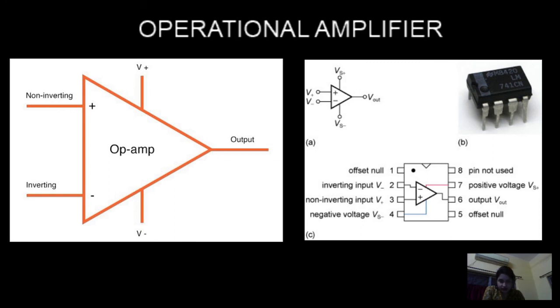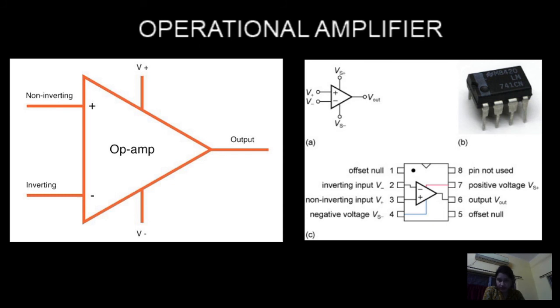If you see another picture here, it is shown. This is the pin diagram. Actually, op-amp is 741 IC. The IC number is 741. IC means integrated circuit. Integrated circuit means a number of components are integrated on a single silicon wafer.